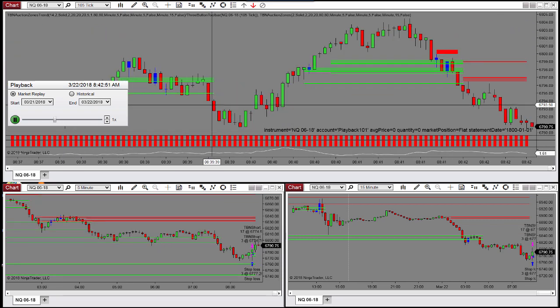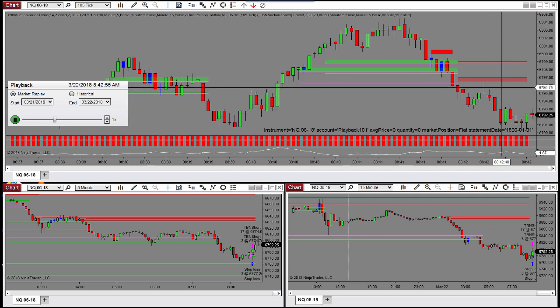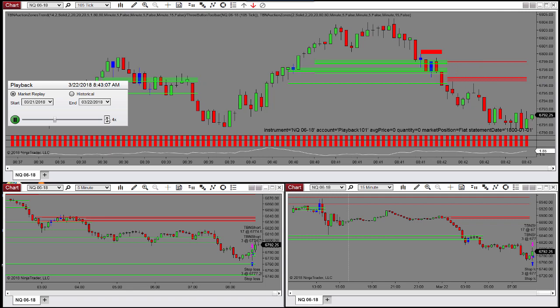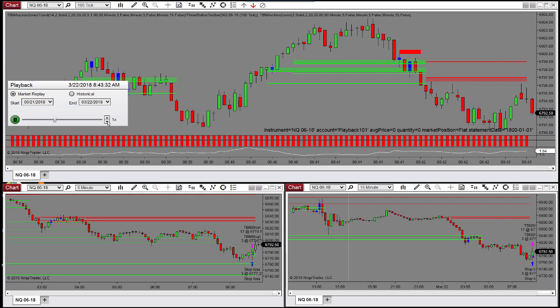Okay, I've got a potential zone here. Let's see if price can come back into it. It got close to where it would trigger. It was one tick away, so it did not trigger. Let's see if price can get up there. One tick away again.